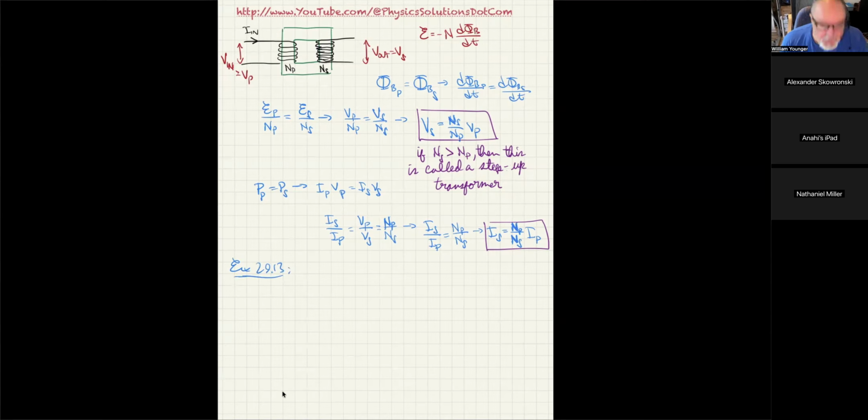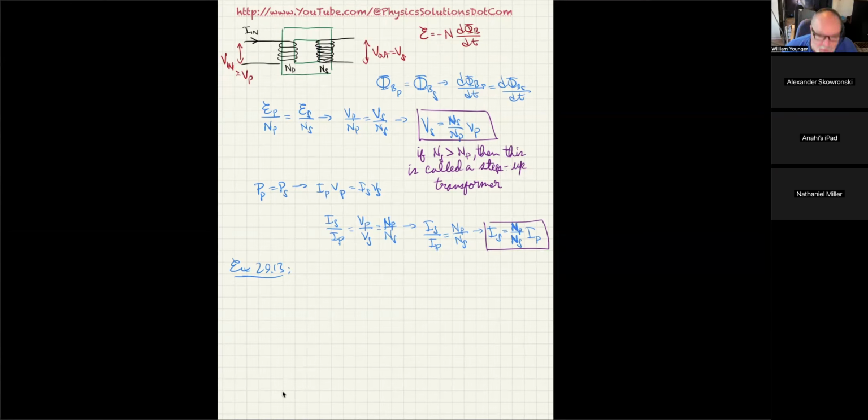So 2913 says the charger for a cell phone contains a transformer that reduces 120 volts AC to 5 volts to charge the 3.7 volt battery. It also contains diodes to change the 5 volt AC to 5 volt DC. Suppose the secondary coil contains 30 turns and the charger supplies 700 milliamps to the cell phone battery. Calculate A, the number of turns in the primary coil, B, the current in the primary, and C, the power transformed.